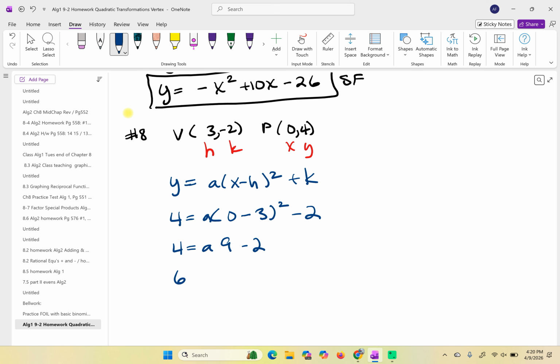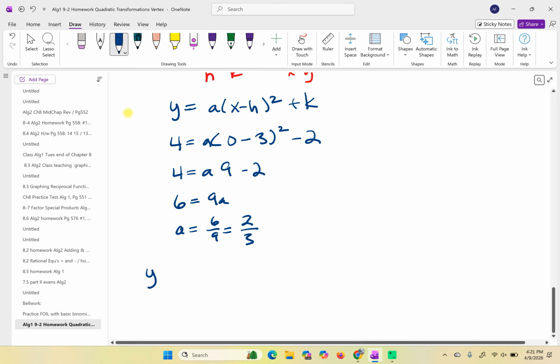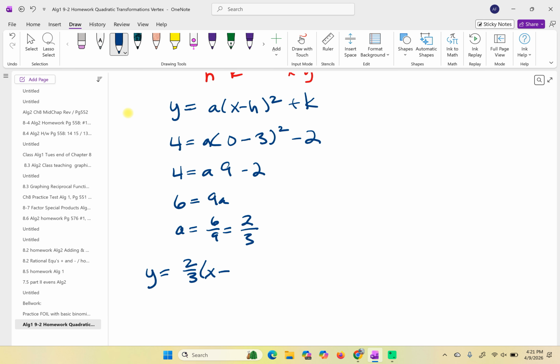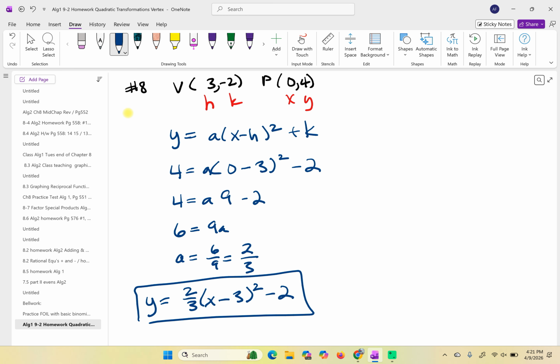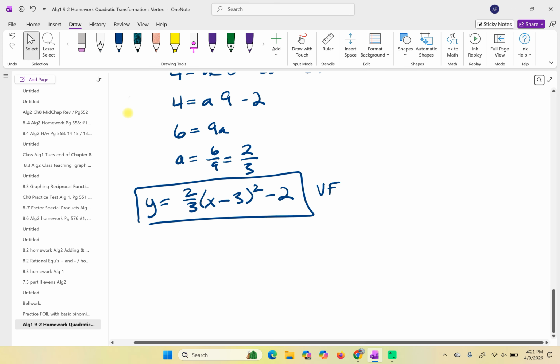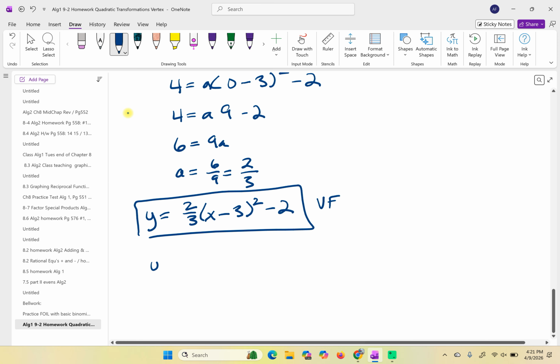Add 2 to both sides. 6 equals 9a. Divide by 9. A equals 6 over 9. Simplify. Divided by 3 equals 2 over 3. And now we can write that into our equation. H is 3, k is minus 2. Vertex form. Continue to do the math to get standard form.